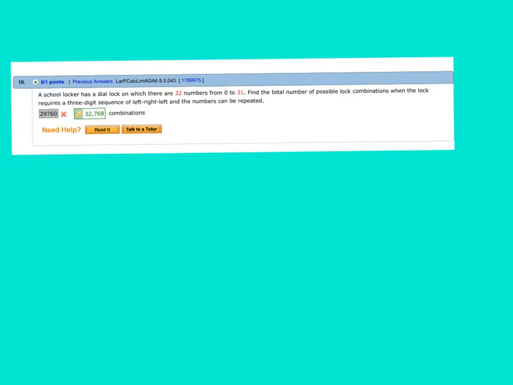All right, this says a school locker has a dial lock on which there's 32 numbers from 0 to 31. Find the total number of possible lock combinations when the lock requires a 3-digit sequence. So that's 3 digits, and each one has 32 in them. So I just do 32 times 32 times 32, which is 32,768.